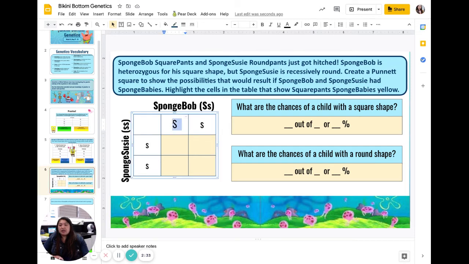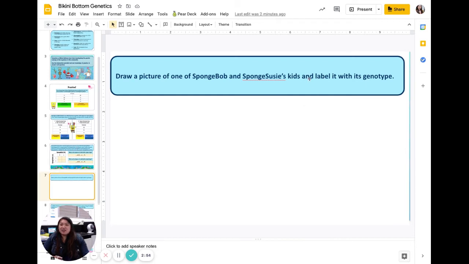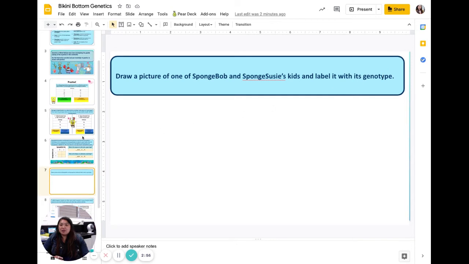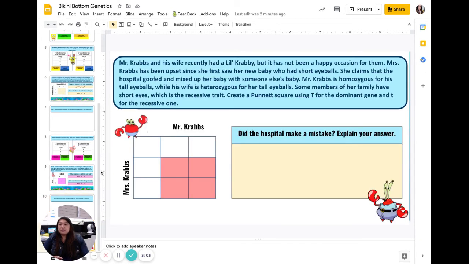So you're going to take the uppercase letter and drop it down into this box. Take the lowercase letter, drop it into this box. So fill out the Punnett Square for all 4 different scenarios. And then what are the chances of having a child with a square shape or a round shape? Afterwards, you are going to draw one of their potential children, and also label it with its genotype. So let us know what it is. And then lastly, you are going to do this.